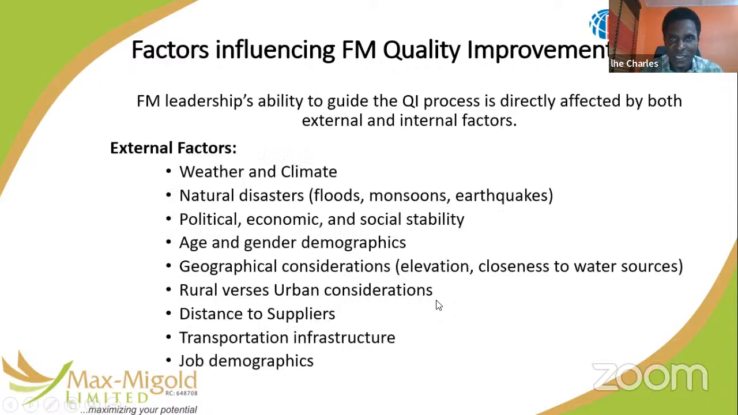Factors influencing FM quality improvements. For example, you have external factors: weather and climate. These are factors that you do not have control over. They will affect your work. For example, you want to do a concrete casting at a site, and all of a sudden the weather changes and it is about to rain. Of course, if you continue with that work, it will affect your delivery. You have to stop work, quickly do an adjustment, implement your change management, and then reschedule that work.